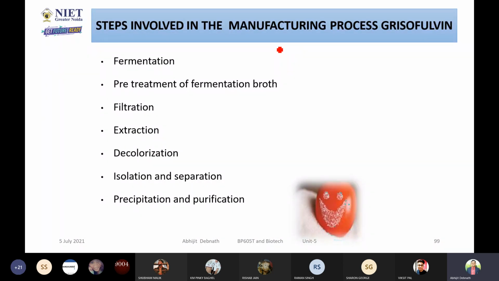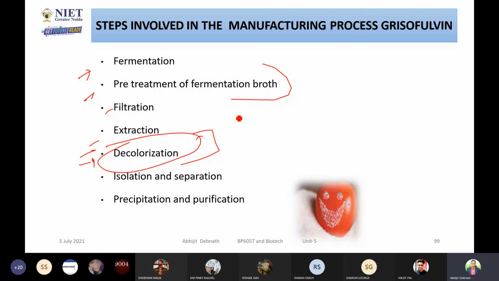How can you produce it? Same process, again and again: fermentation, then pre-treatment of the fermentation, growth, filtration, extraction, decolorization. It might be new for you. Many of the books you observe do not use decolorization, but whatever. Decolorization is required because of the color after extraction; whatever color you get is not so good. That's why decolorization, then isolation and separation, and lastly precipitation and purification.